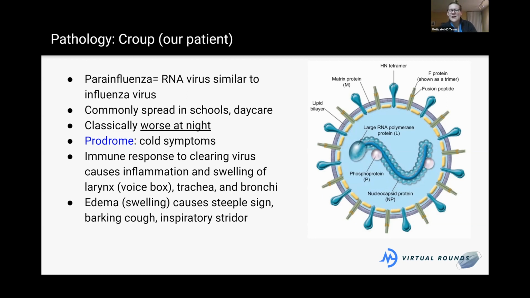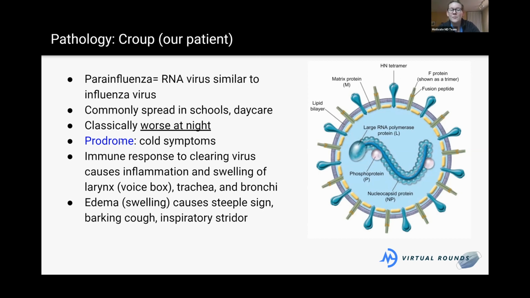As the name implies, it's very similar to the actual influenza virus that would cause the flu that we know and love. So don't worry about the actual structure of this virus. I just wanted to show you what it looks like, kind of a placeholder for some color to make it more interesting. It is very commonly spread in schools and daycare, anywhere people are in close contact, and kids are always coughing and sneezing and putting their hands in their mouth and then touching things. So it's very easy to get these types of viruses in those environments.